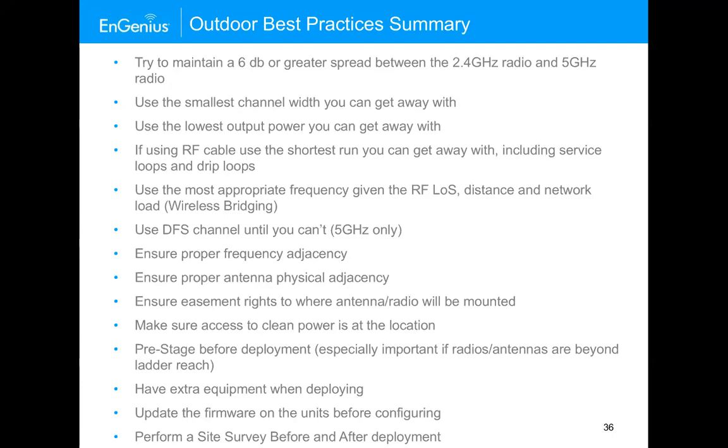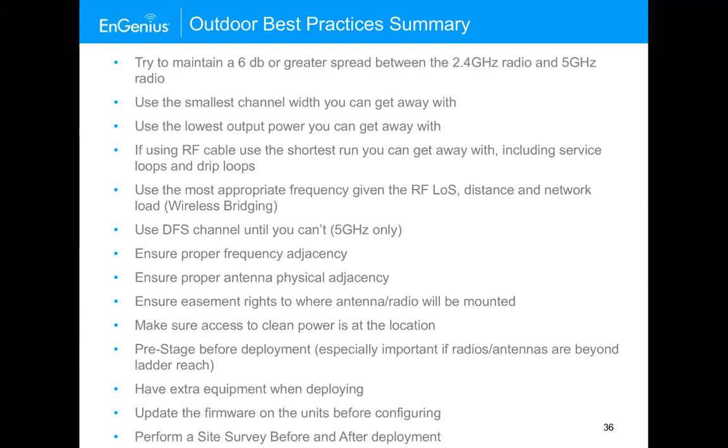Use DFS channels until you can't. So keep using those channels until you have an event, and then once you have an event, that will tell you you can't use those channels anymore. Ensure proper frequency adjacency, just like you did with the indoor ones. Ensure proper antenna physical adjacencies. So if I had a dual band device, let's say I have an 871, I have to get 2 antennas. So I want to make sure there's a proper separation of them.